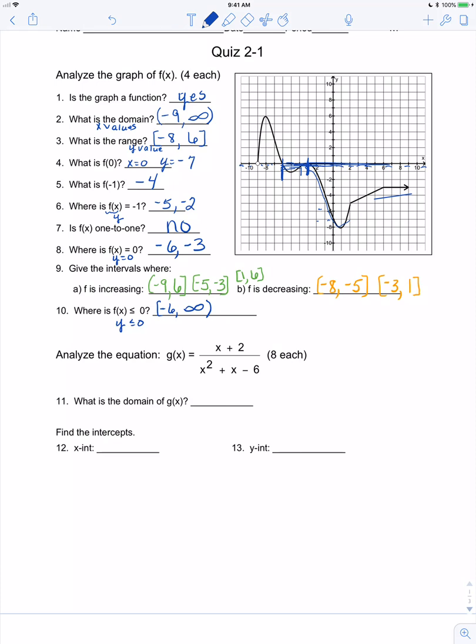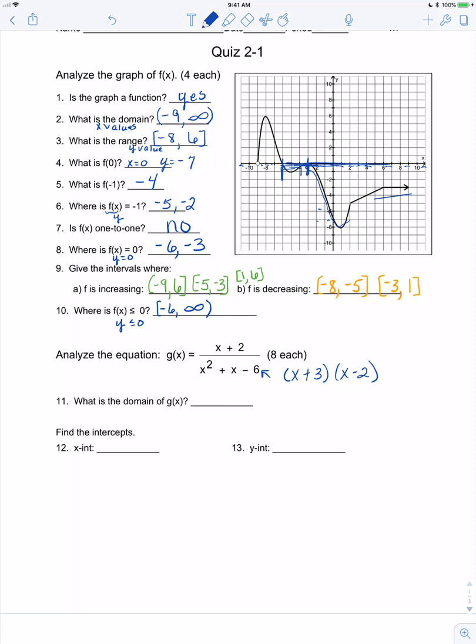g of x equals x plus 2 over x squared plus x minus 6. So what is the domain of this g of x? Well, remember, it can be a domain or your x values. And remember, whenever we're dealing with these rational expressions, which means these complicated fractions, we cannot have that denominator equal to 0. So we're going to factor this bottom part. And that should factor into x plus 3, x minus 2. 3 times -2 is -6. Add them together, you get 1.